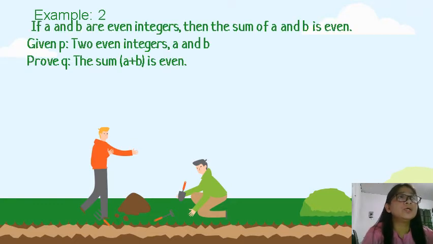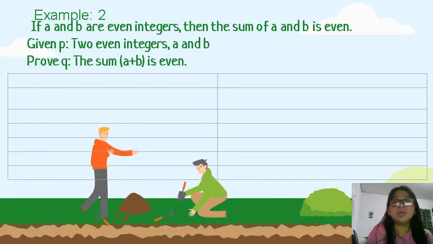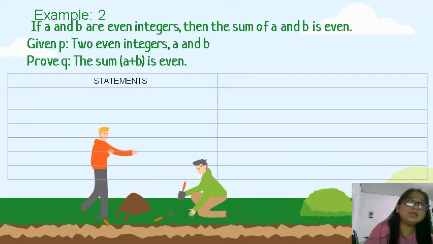Example number 2. If a and b are even integers, then the sum of a and b is even. So we have the given P, two even integers a and b, and then prove Q. We have the sum of a and b is even. So again, let's make the table of statement and reason.